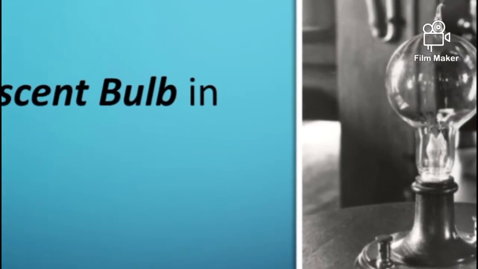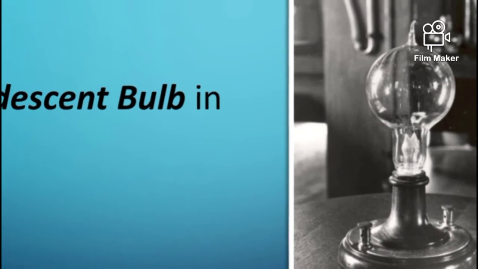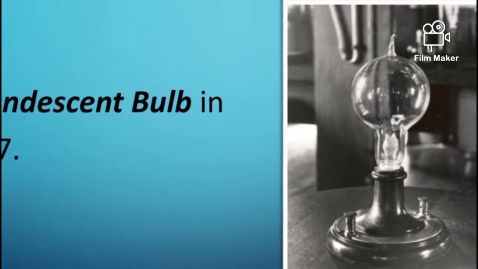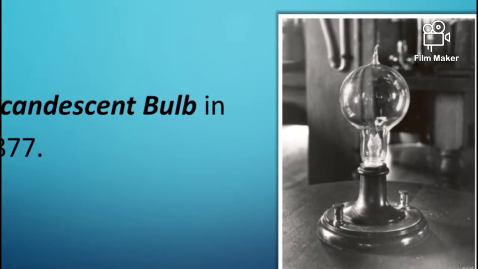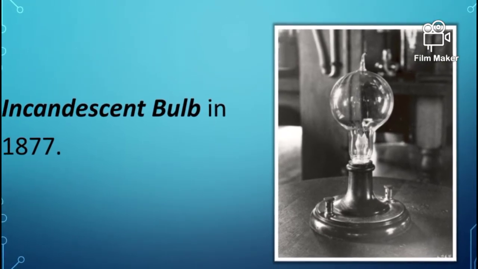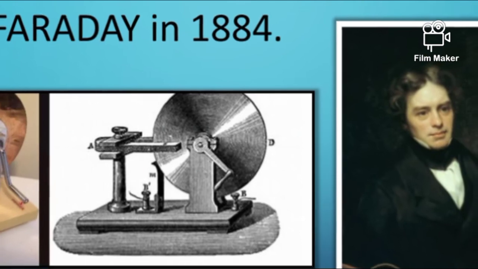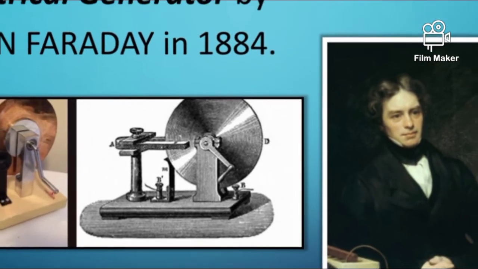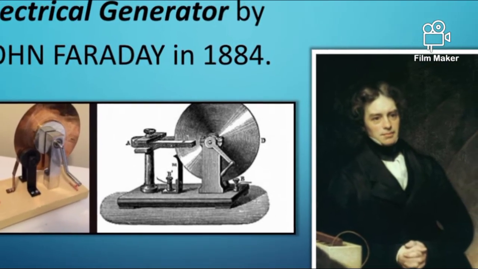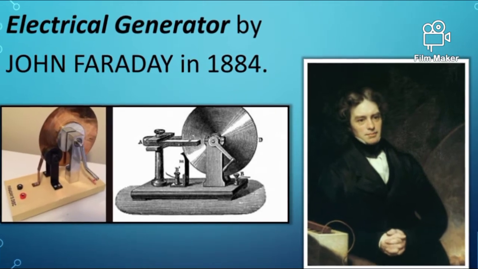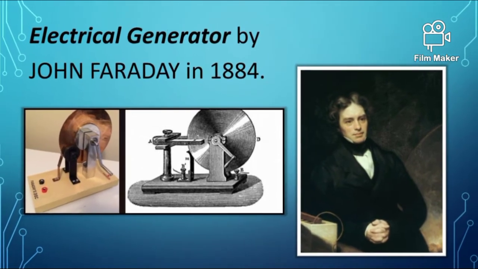Incandescent bulb by Thomas Alva Edison. Although he's not the first to invent the incandescent bulb, the credit was given to him as he made a more convenient and high-quality incandescent bulb sold in the market. Michael Faraday is a renowned scientist and inventor, particularly in the field of electromagnetism. His greatest invention during the Industrial Revolution was the first electric generator.